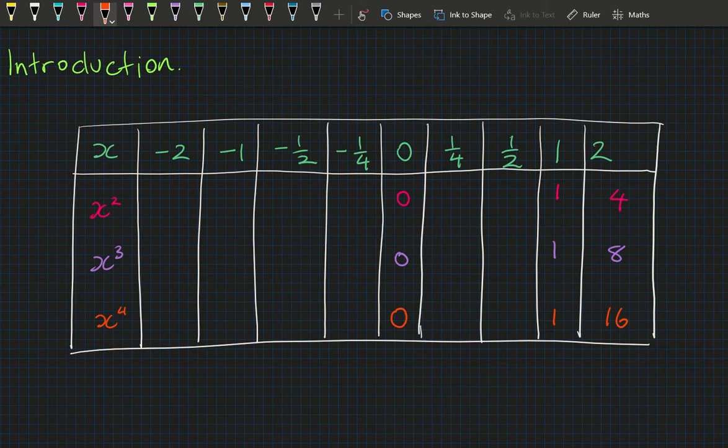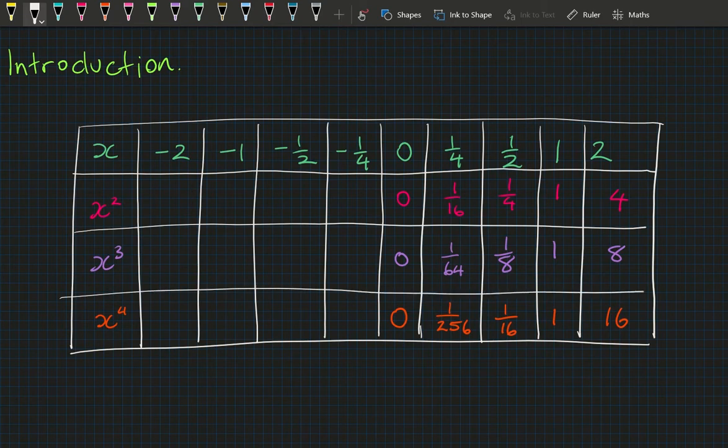And of course that means 1 over 2 squared will be a quarter, and cubed will be 1/8, and to the power of 4 it'll be 1/16. And a quarter squared is 1/16, cubed it's 1/64, and to the power of 4 is 1/256. So I think I can finish closing off the table now.